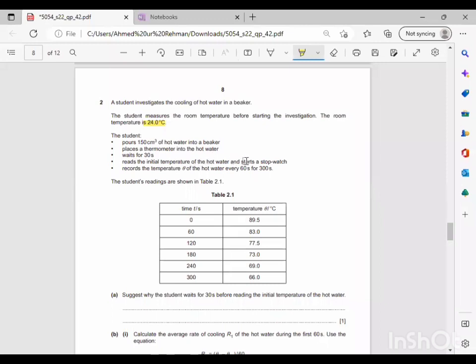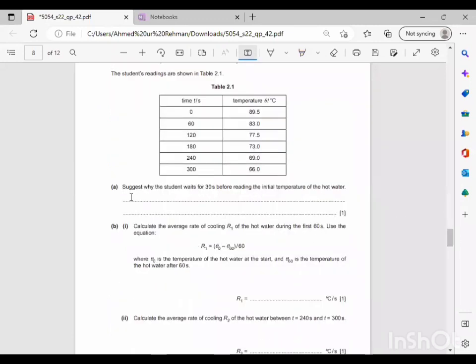Records the initial temperature of the hot water and starts a stopwatch. Records the temperature theta of the hot water every 60 seconds for 300 seconds. Suggest why the student waits for 30 seconds before reading the initial temperature of the hot water. So why would the student wait? So that the reading becomes stable, so that the temperature stops increasing, right? So that's it.